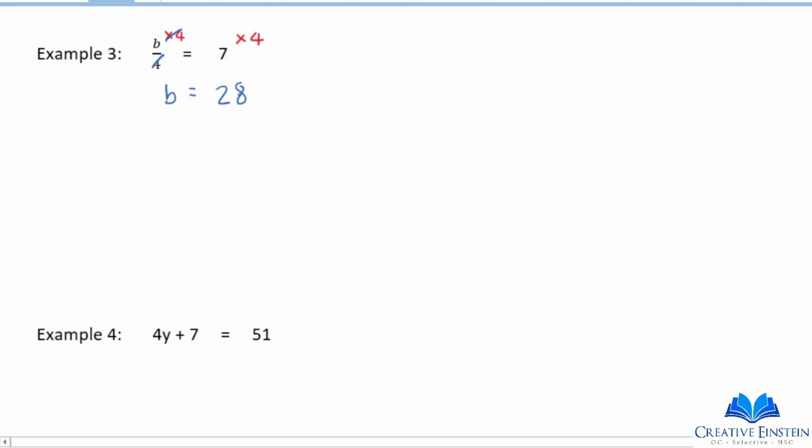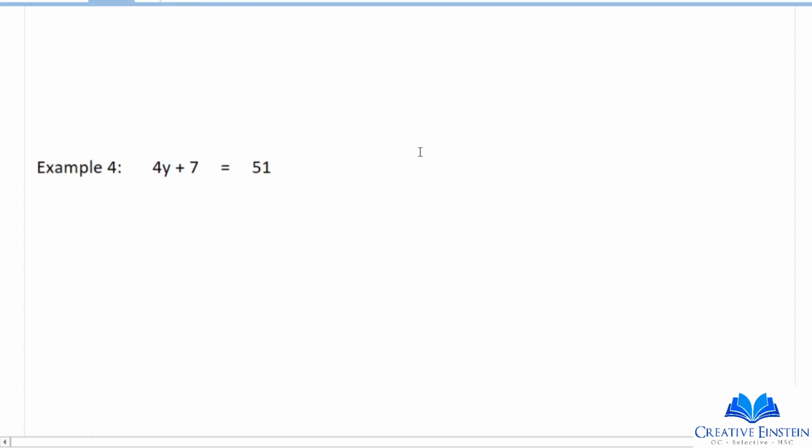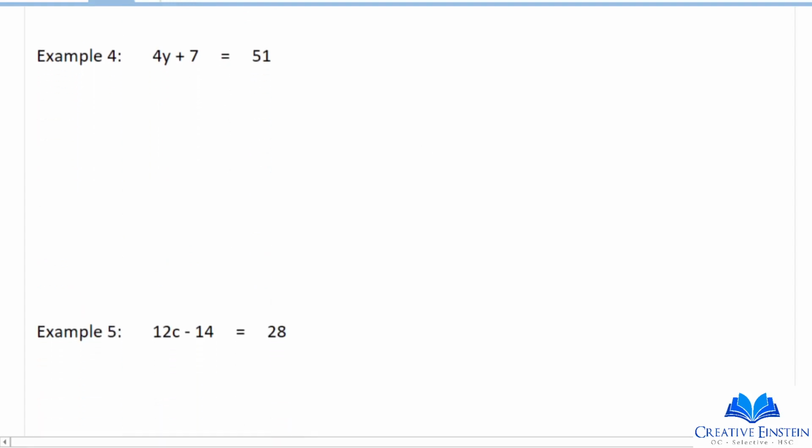Now we're going to move on to a slightly harder example, but it should be fine. We've got 4y plus 7 equals 51. The last thing that we did to the left hand side was plus 7. To reverse that, we need to take away 7, and on the other side as well, and we end up with these two cancelling out. We get 4y equals 51 take away 7, which is 44.